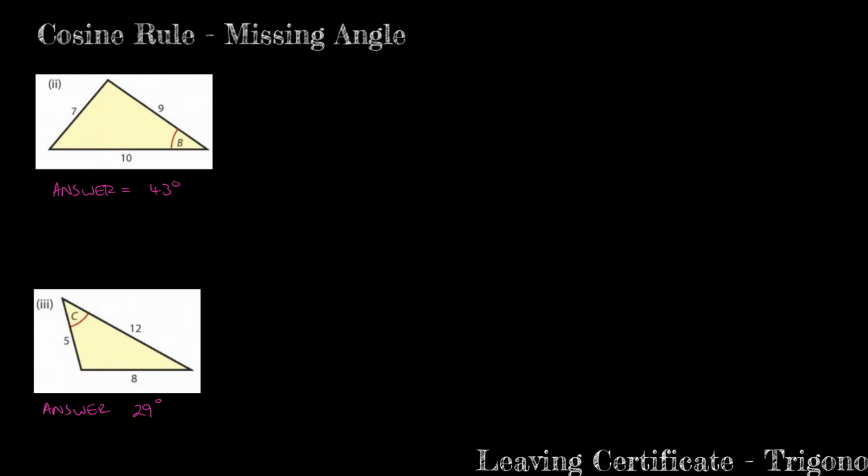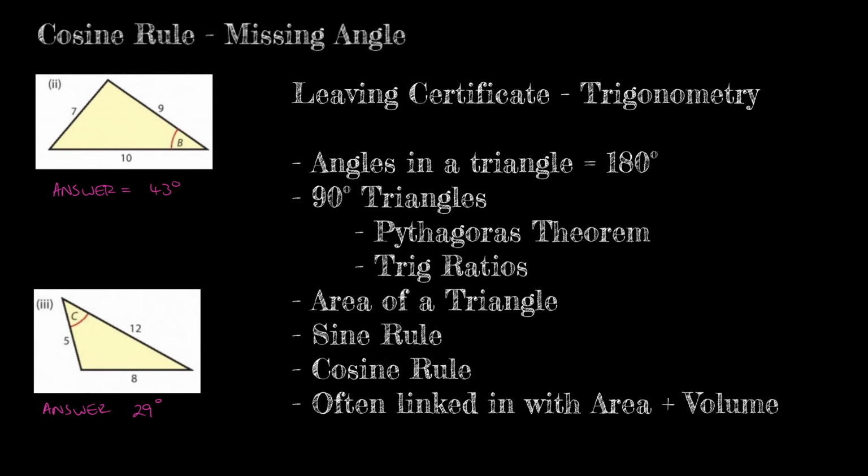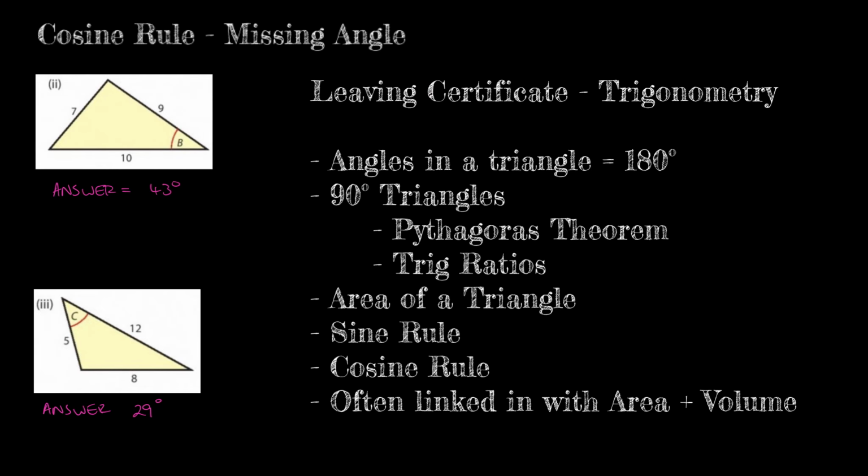Okay, so we're moving on to this one here, which is finding the missing angle. Again, we've got trigonometry. We know it's trigonometry because it's triangles. Angles in a triangle equal 180, it won't help me because I have no angles at all. It's not a 90-degree triangle, so I can't do Pythagoras' theorem, I can't do trig ratios. The area of the triangle, I don't know the area, so it doesn't help me. The sine rule, I've got an angle opposite a side, that's fine, but I don't have another angle opposite a side, so I can't use the sine rule.